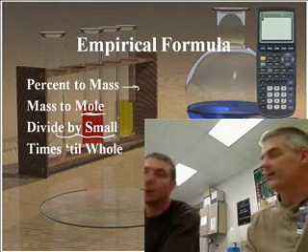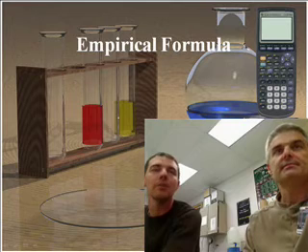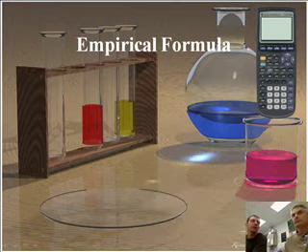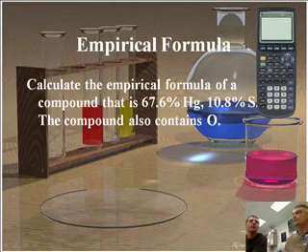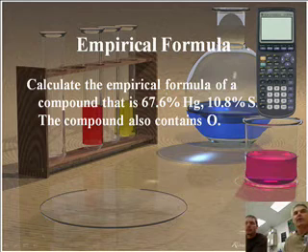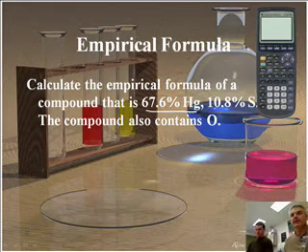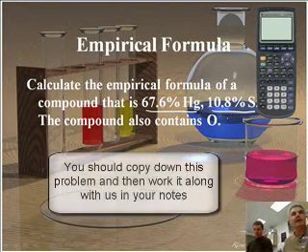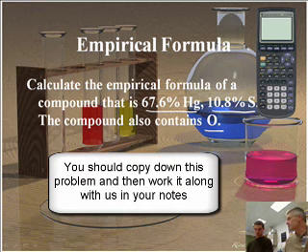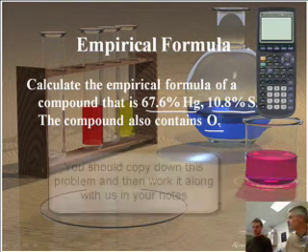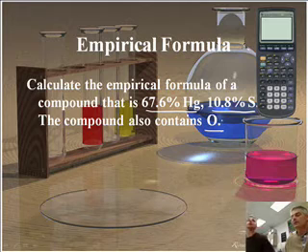All right. I think we should just try it. It's easier to see. Remember the mnemonic and do the examples. Now here is the problem. Calculate the empirical formula of a compound that is 67.6% mercury, 10.8% sulfur, and the compound also contains oxygen. What's the percent of oxygen, though? Well, I think we'll have to subtract from 100. That's right, because they always add up to 100.